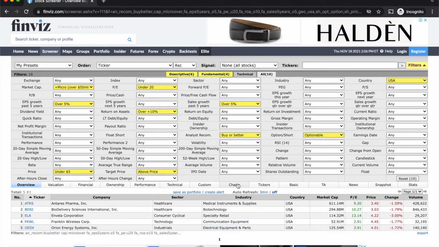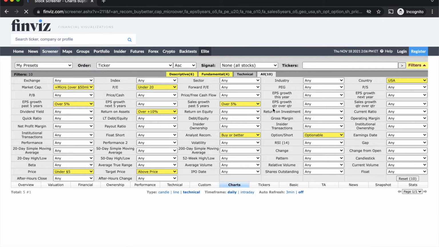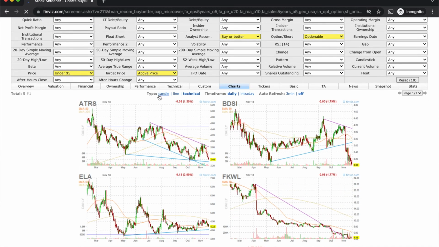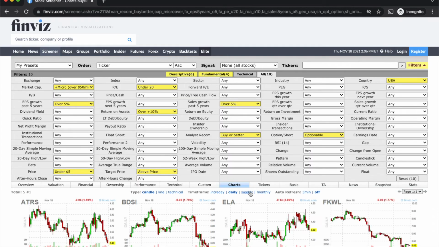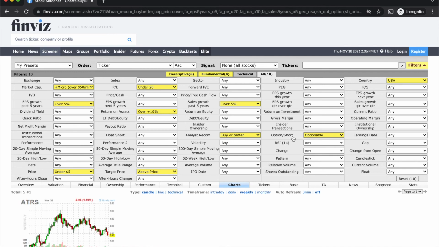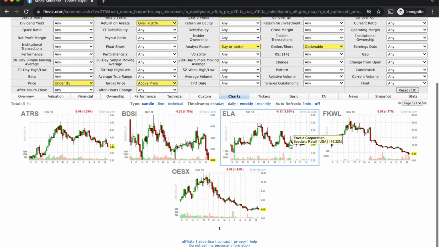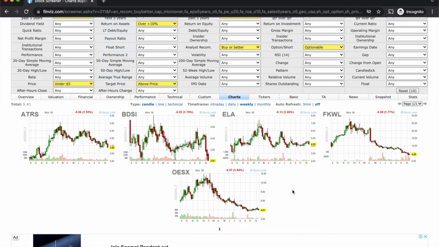So now what we can do is we can look at the charts, and let me select the candlestick charts, and I'm going to go to the weekly charts because I start with weekly and then I move to the daily time frame if I get interested. In these you can very clearly see that BDSI is undervalued, and for the third time it's reaching a very strong support level, which is around $3.